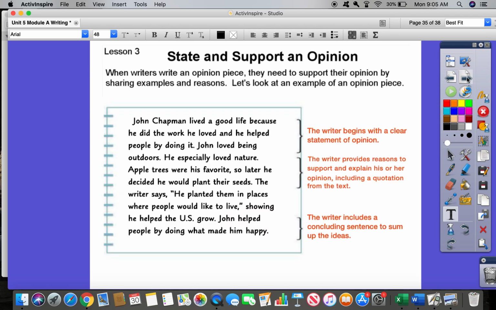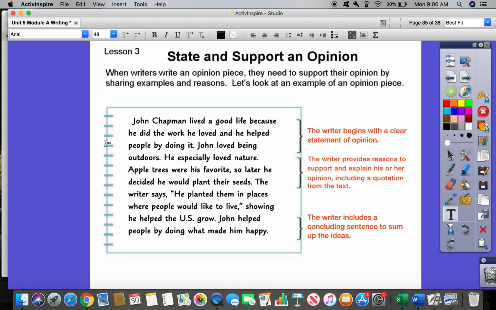So when writers write an opinion piece, they need to support their opinion by sharing examples and reasons. Let's look at an example of an opinion piece. John Chapman lived a good life because he did the work he loved and he helped people by doing it. John loved being outdoors. He especially loved nature. Apple trees were his favorite, so later he decided he would plant their seeds. The writer says he planted them in places where people would like to live, showing he helped the U.S. grow. John helped people by doing what made him happy.